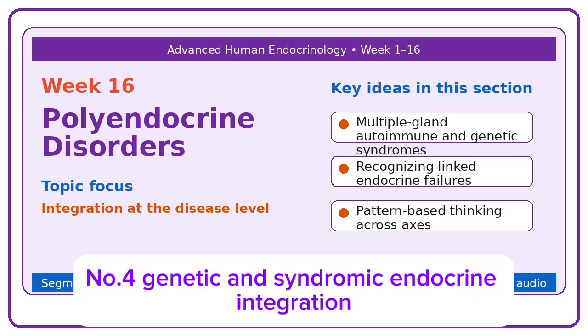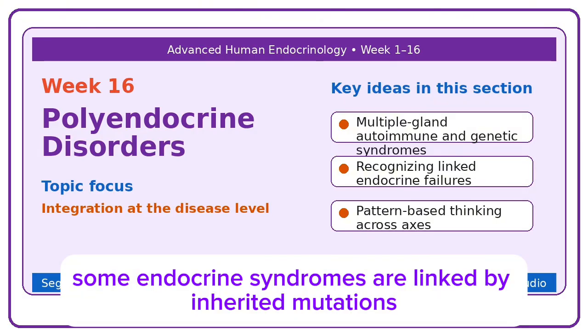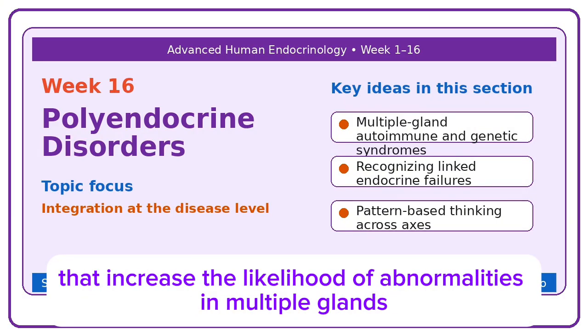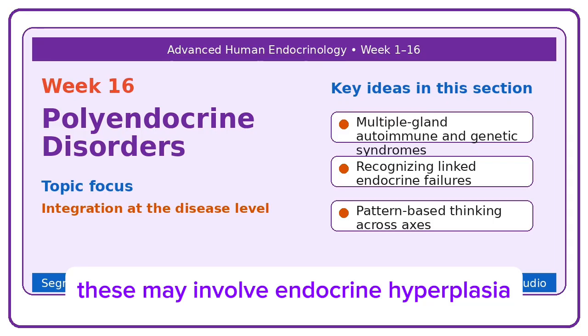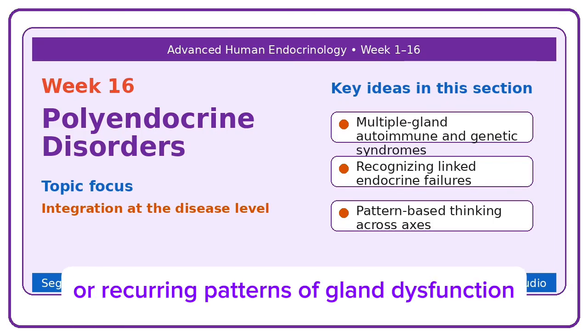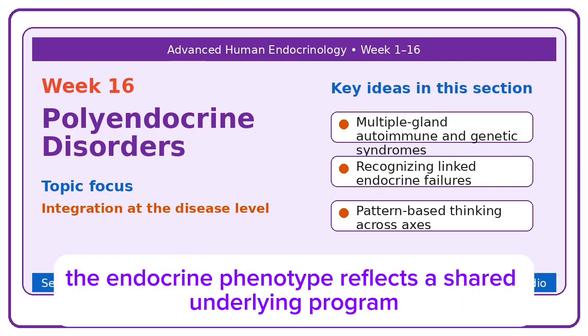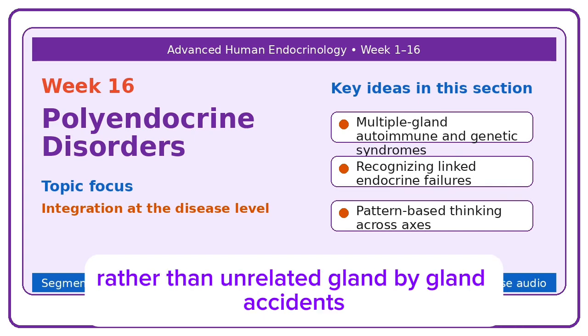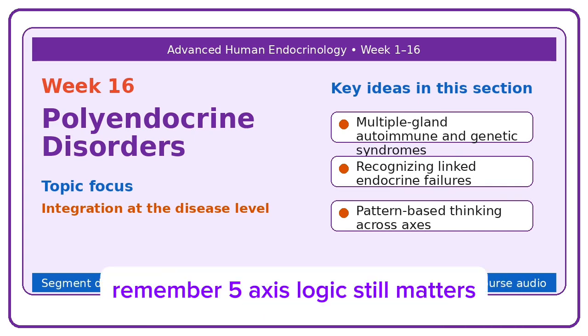4. Genetic and syndromic endocrine integration. Some endocrine syndromes are linked by inherited mutations that increase the likelihood of abnormalities in multiple glands. These may involve endocrine hyperplasia, endocrine tumors, altered developmental signaling, or recurring patterns of gland dysfunction. In such cases, the endocrine phenotype reflects a shared underlying program rather than unrelated gland-by-gland accidents. 5. Axis logic still matters.